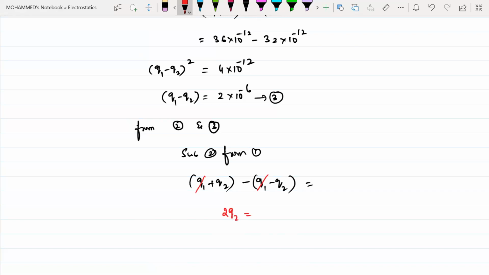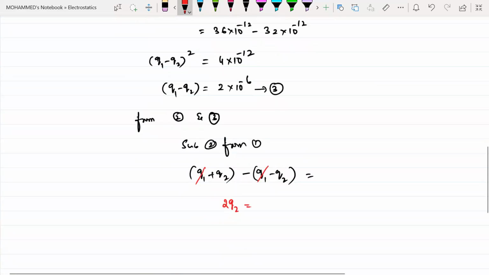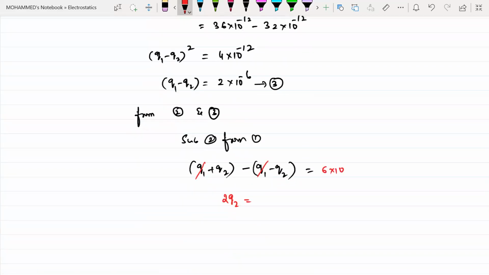Now, once we get the Q1 plus Q2 value, how much did we get, beta? Q1 plus Q2 is 6 into 10 to the power of minus 6. Q1 minus Q2 is 2 into 10 to the power of minus 6. That means 6 minus 2, this will be equal to how much? 4 into 10 to the power of minus 6.